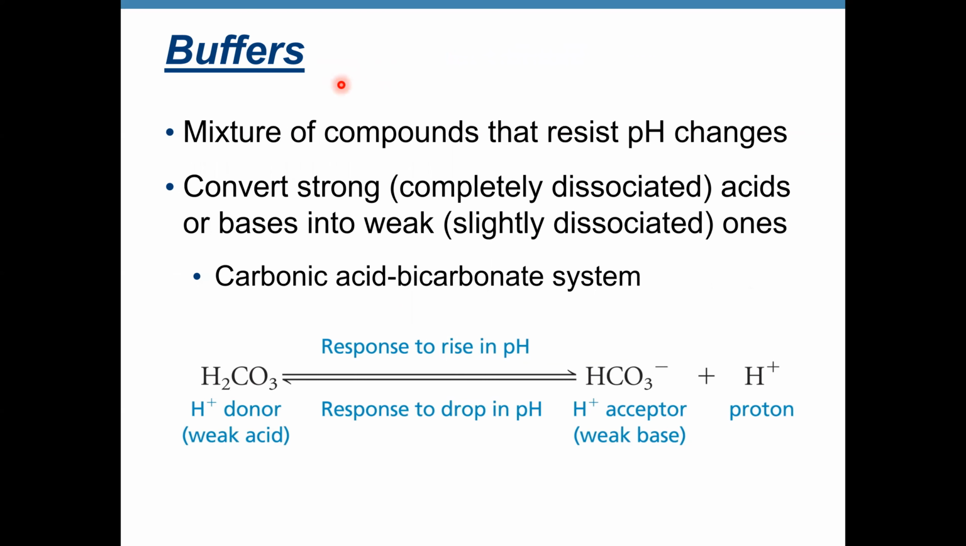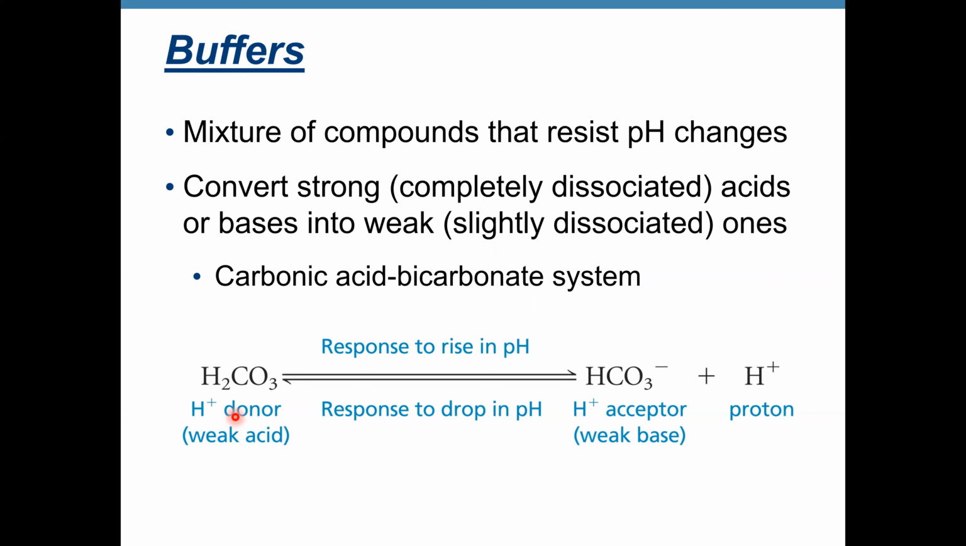Now, what is a buffer? A buffer is a mixture of compounds that resist pH change, right? So here's an example of a buffer that is present in your blood plasma. When you have carbon dioxide in your plasma, this carbon dioxide dissolves in water and forms a weak acid, right? And this is called carbonic acid. So in your plasma, you have very weak carbonic acid.